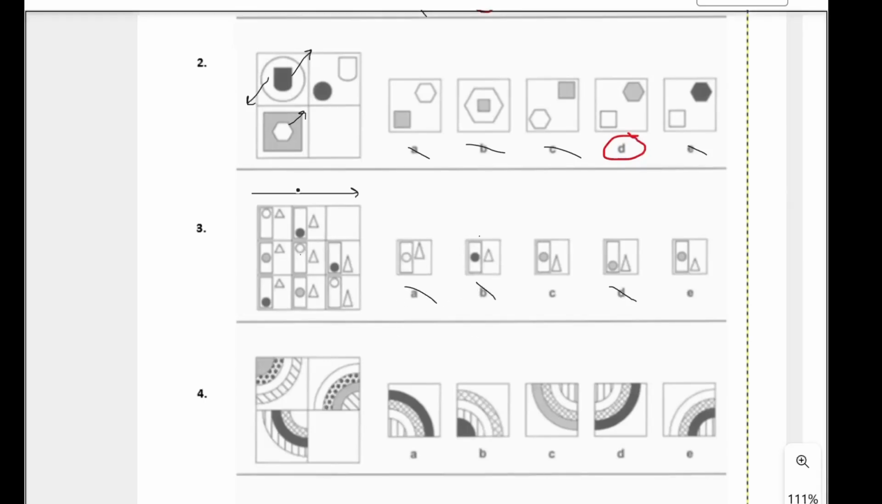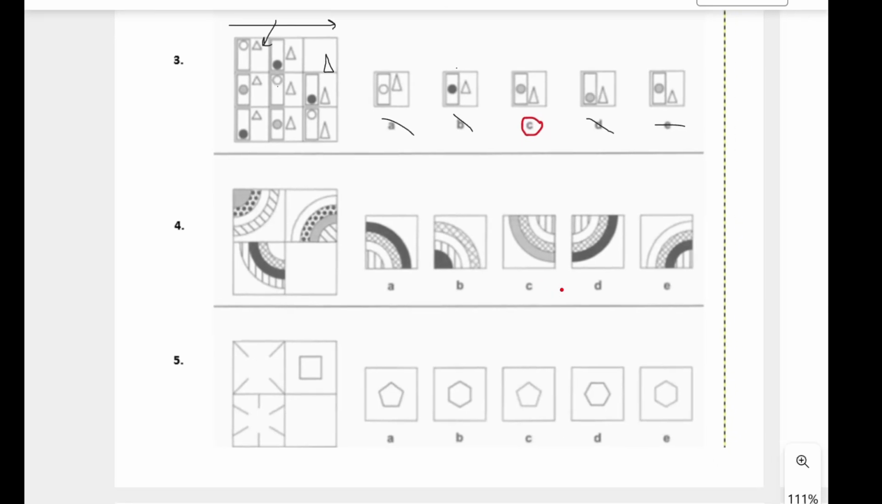This last little triangle is what we have to pay attention to. Every time it starts with small, medium, big, small, medium, big. So we are looking for something big over here. The only one with the bigger triangle, you can see that C's triangle is bigger than E, so we are left with C.